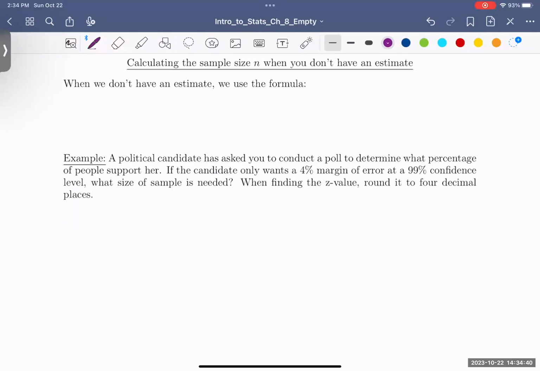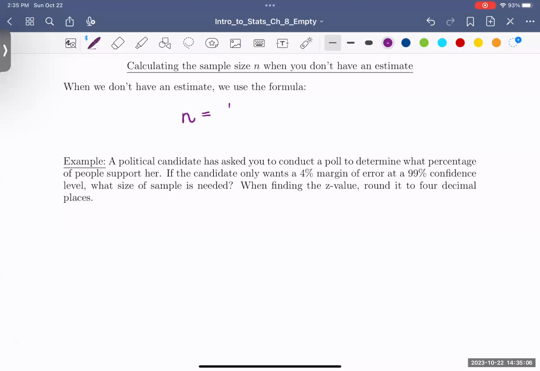Now, what do we do if we don't have an estimate for p hat? If we don't have an estimate for the population? All right, this is just a separate formula. It basically takes that p hat being 50-50. If we had two of them and multiplied them together, 0.5 times 0.5 is 0.25 or 1/4.